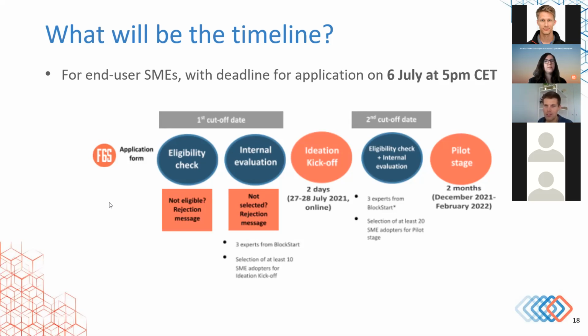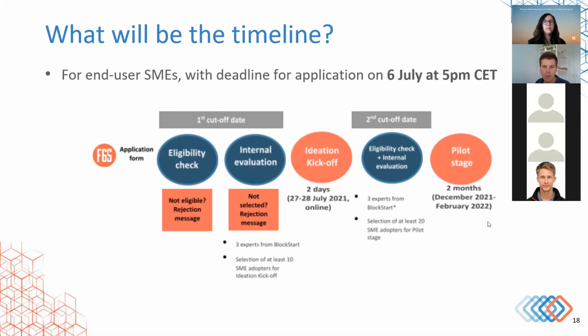For SME adopters, basically 10 will participate in the ideation kickoff event. So it's just an event to matchmake with relevant blockchain developers. And this is one cutoff, and the participation is just this. Then for the second cutoff date, we will select 20 more SMEs that will implement the solutions selected for pilot stage.